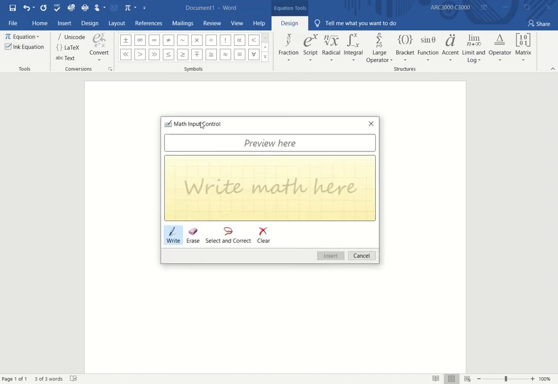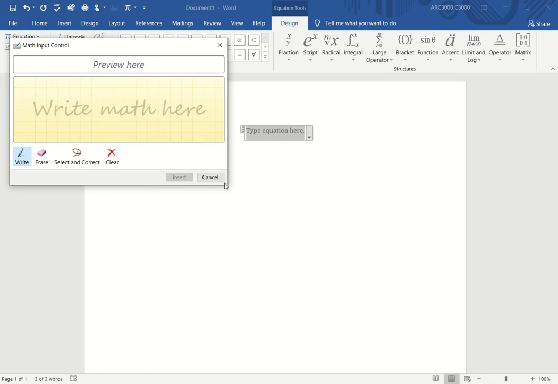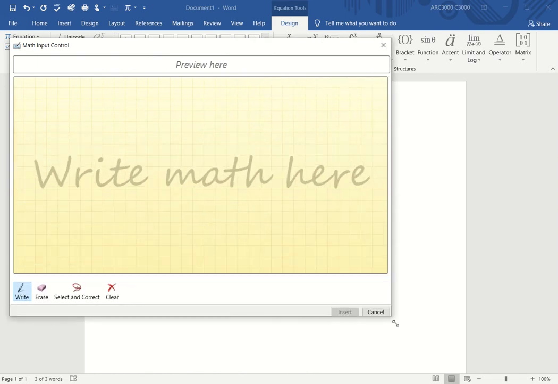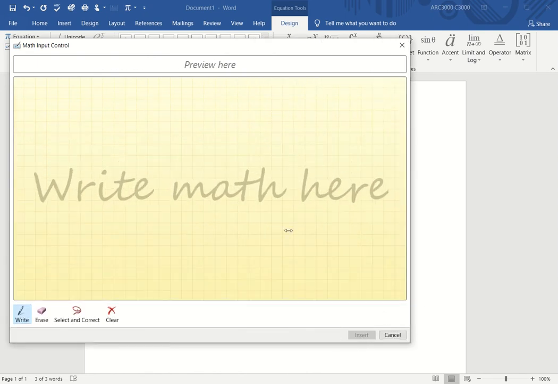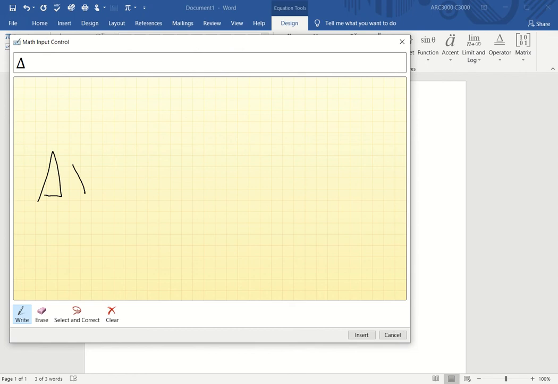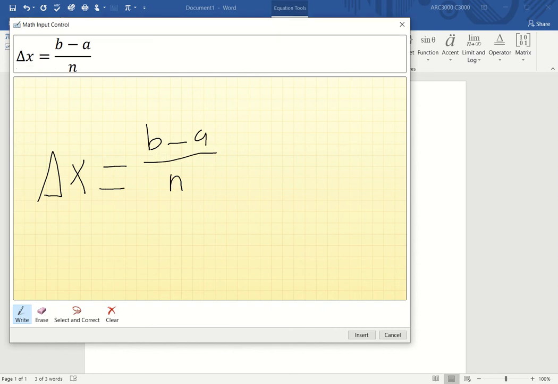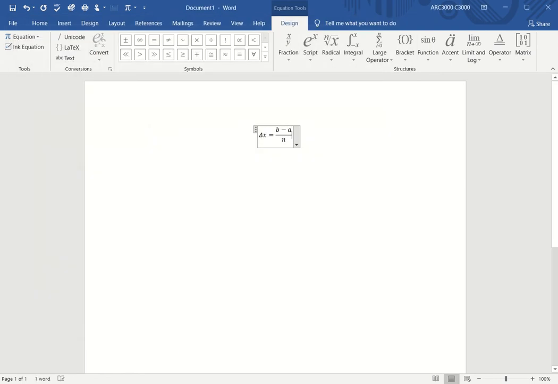I prefer to make this box larger so we can write things. Maybe not slightly, I'd like to make it large so I can write my equations. We have the first equation being delta x equals b minus a all over n. After you're done writing your equation, you click Insert. There's your equation.